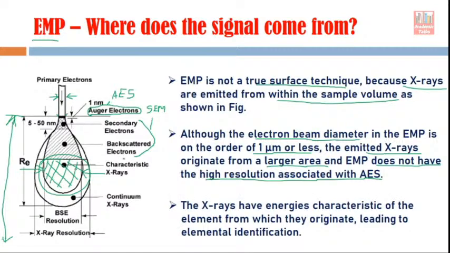But remember, I am repeating this again: the X-rays which come out of the material because of interaction with the electron beam have energy which is characteristic of the element from which they originate, and that is why the X-rays can be used to identify the elements present in the sample material.